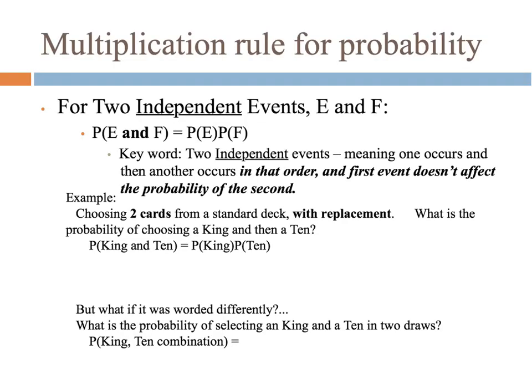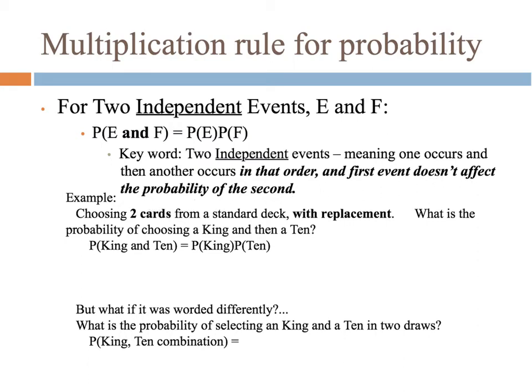So if we have 2 independent events, E and F, so we're just using different letters here, but let's say we're picking 2 cards, and we have E followed by F. In these cases where we have one trial followed by a second, we're always going to multiply those probabilities. This is to contrast with our previous example where we were drawing one card, but we had 2 ways of being successful for that single draw. Here we actually have 2 events occurring, so 2 trials, one following another. The key word, if they're independent, then one occurs and then another occurs in that order, and the first event doesn't affect the probability of the second.